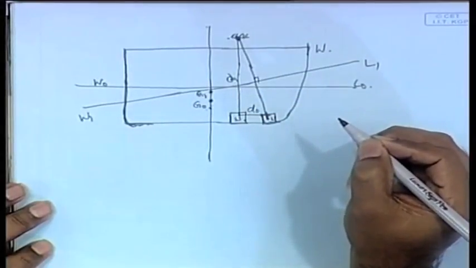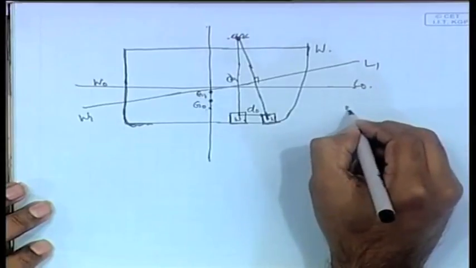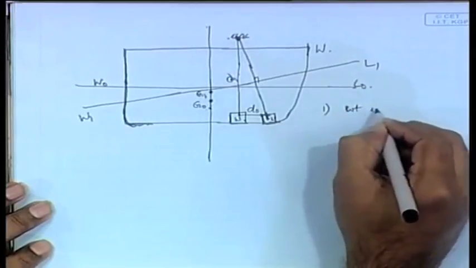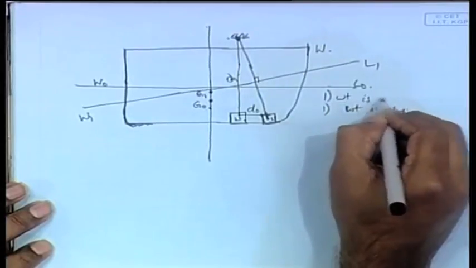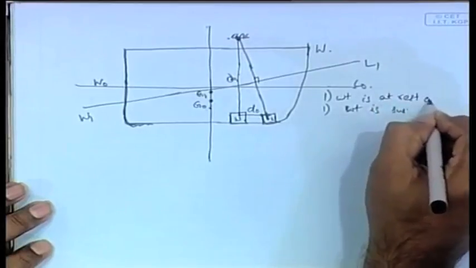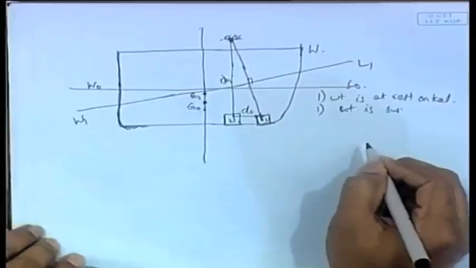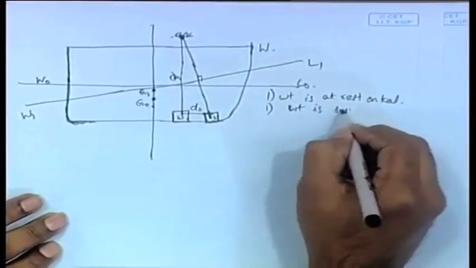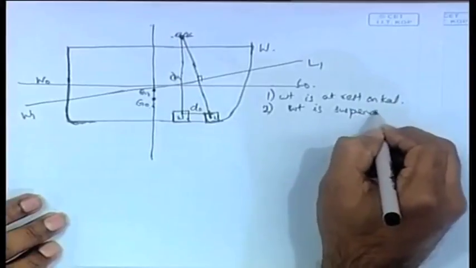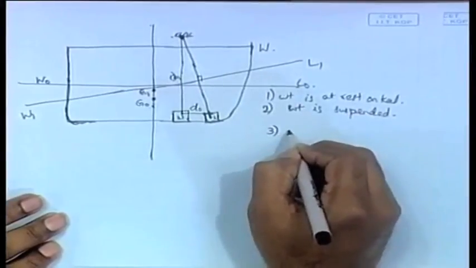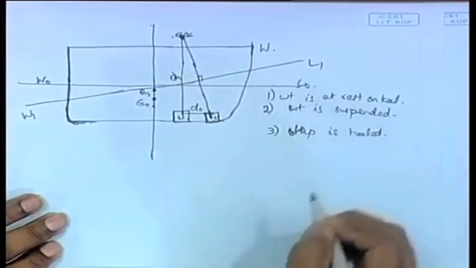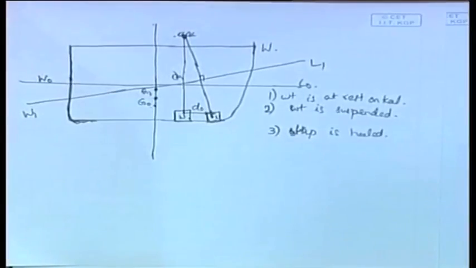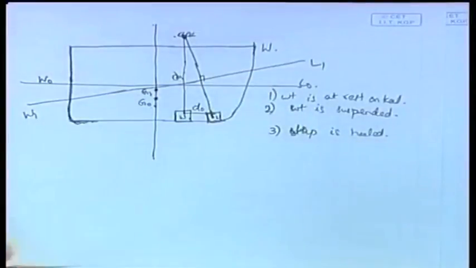and then what happens, the ship has heeled. So these are the steps: first the weight is at rest on the keel, then the weight is suspended, then 3, the ship is heeled. Now the ship did not heel because of the suspension or anything, the ship heeled because of some external force acted and the ship heeled, because of which the inclined weight shifted.